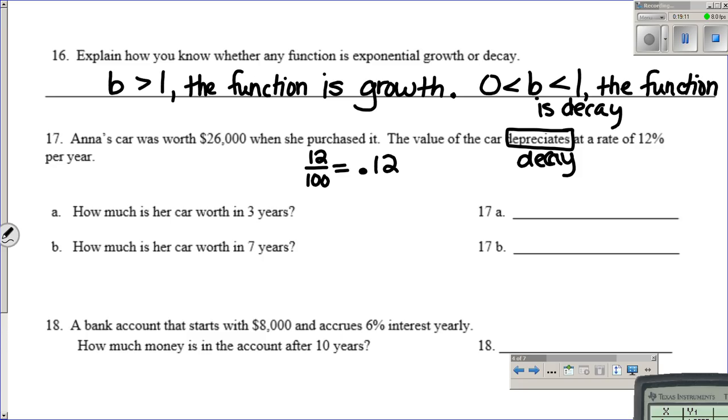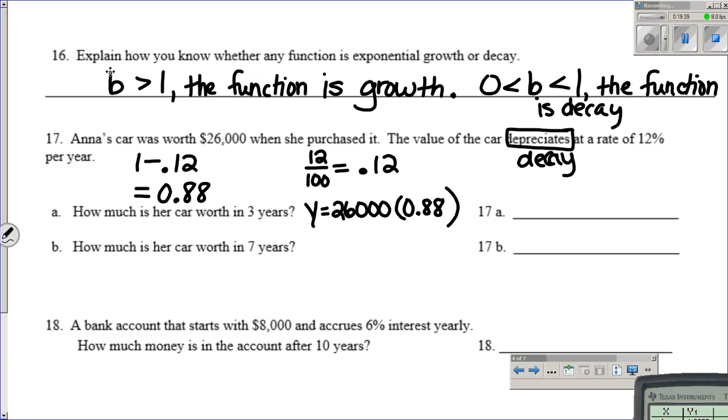So to find the decay factor, you're going to say 1 minus 12 hundredths, and that's going to equal decimal 0.88. So we're seeing a decrease of 12%, so 88% of the value still remains. So your equation is going to be y equals 26,000, that's the starting value of the car, times 0.88. And for the first question, they want us to calculate how much the car is worth in 3 years.